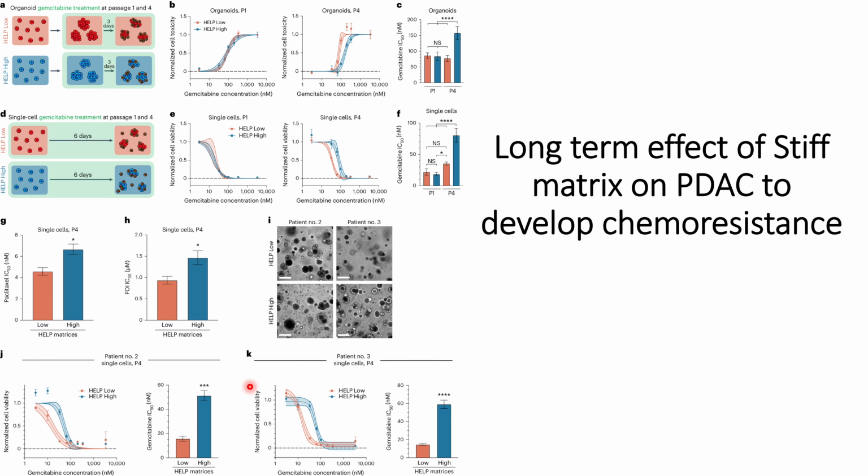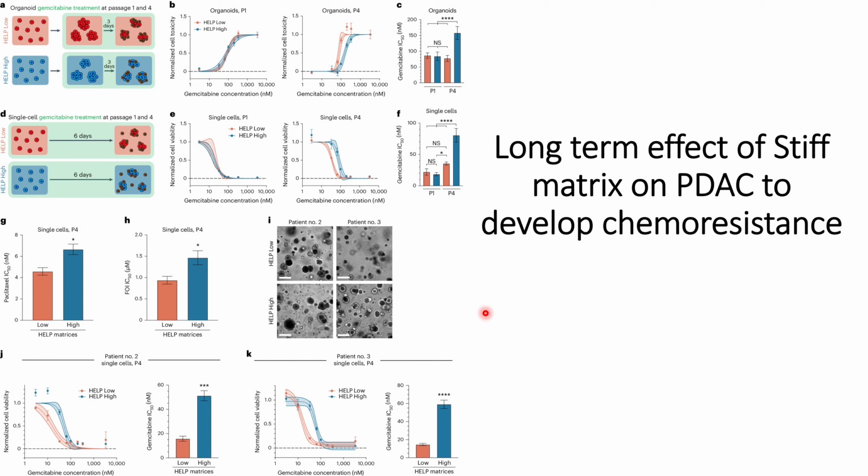And similar results they observed for patient 3 also, where the HELP high conditions have high cell viability compared to the HELP low conditions, and this is quantified on the right hand side, where we can see that high HELP matrices required more IC50 compared to the low HELP matrices, or cells that are grown in low HELP matrices.